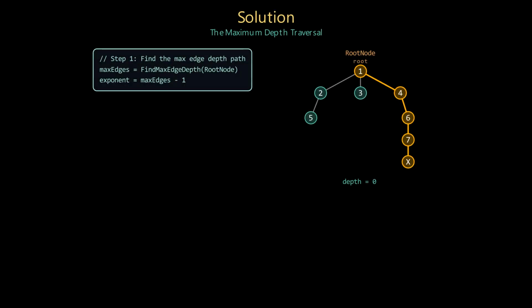We begin our solution by calculating the maximum edge depth of our tree using a standard traversal. Once we have the total edge count of our longest path, we decrement it by 1. This leaves us with the exact exponent value we need to compute our combinations.